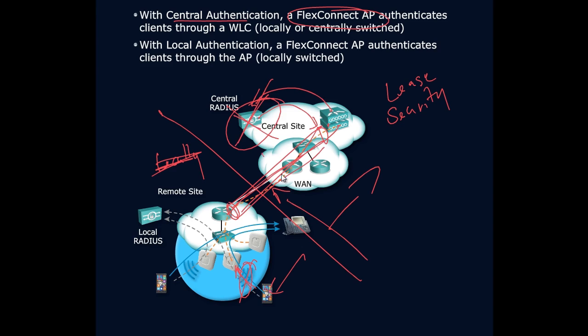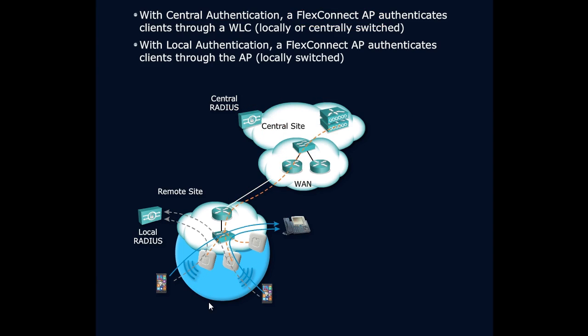If the link itself fails and we are centrally switched and centrally authenticated, you will be disassociated. There's nothing the AP over here can do. The AP has nothing for you. It can't even move the traffic for that wireless LAN. Right? So we've talked about this stuff, but we were driving it home there.